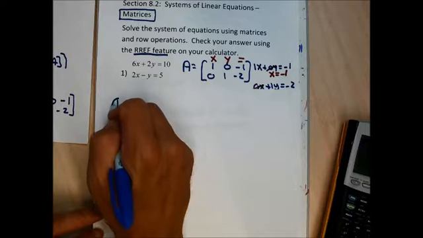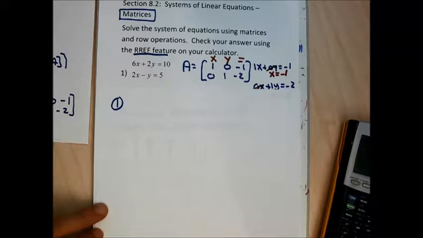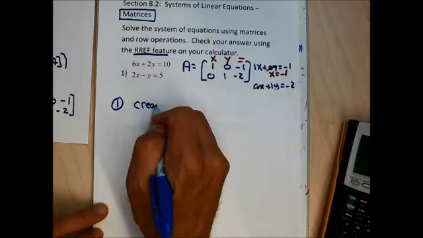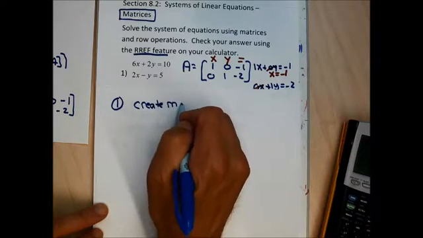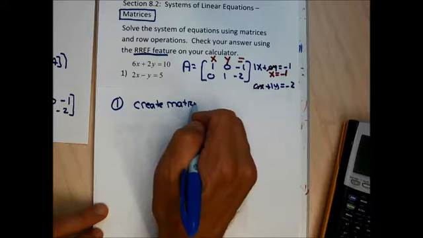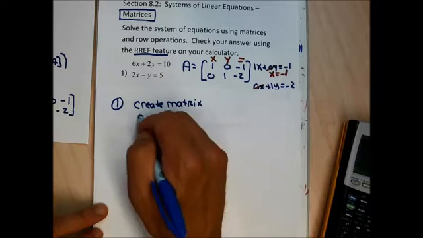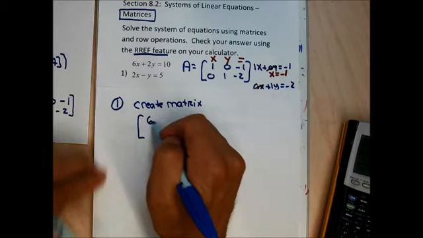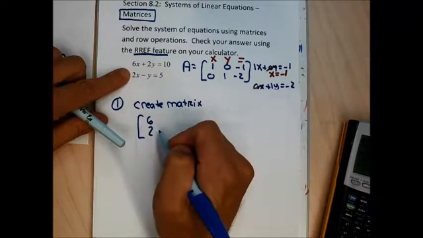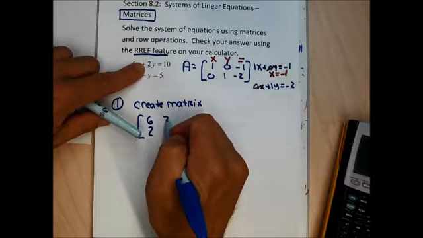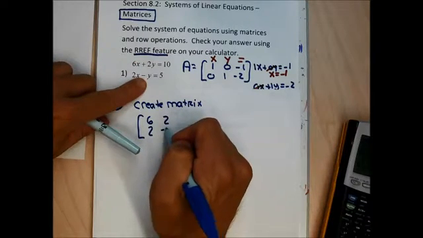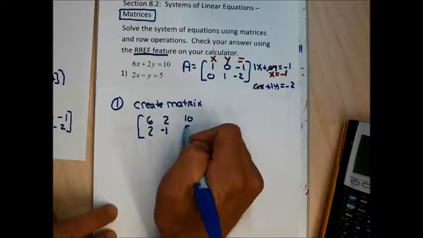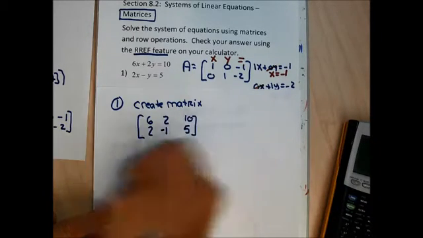So for problem 1, to get the answer for that system of equations, I'm going to create the initial matrix. By hand, this is going to be a nuisance. The work's a nuisance, but by my calculator, it's not a nuisance. So for problem 1, I'm going to take the 6 and the 2 that were in front of the x's and make it my first column. The 2 and the implied negative 1 that's in front of the y's make my second column. And the 10 and the 5 that are to the right of the equal sign make my third column.